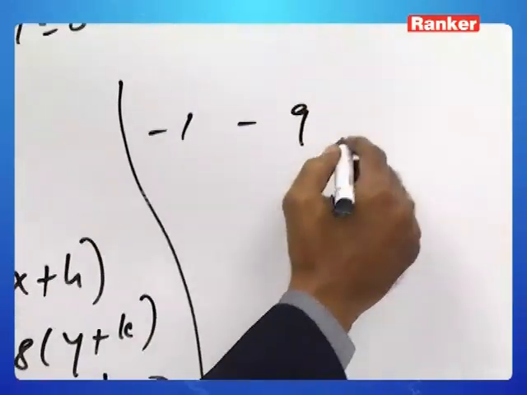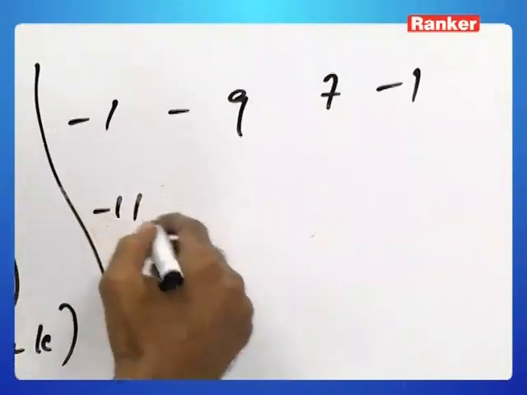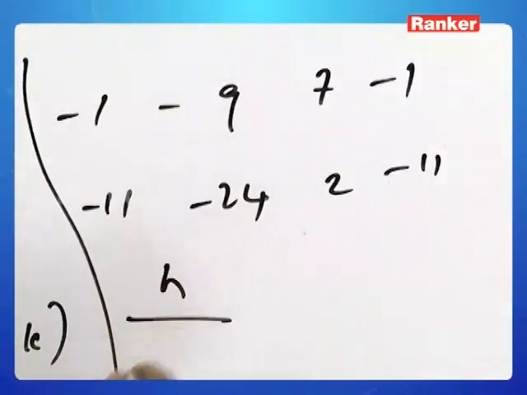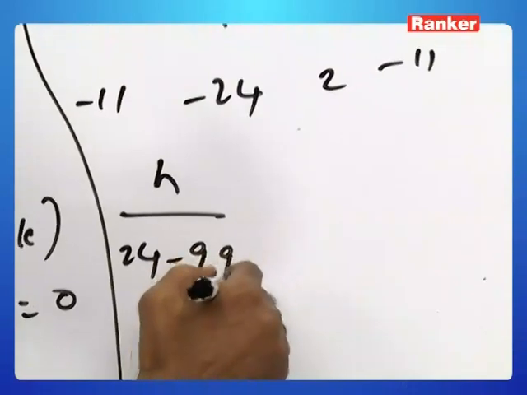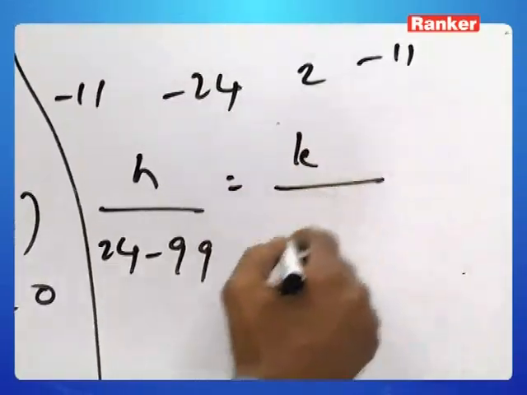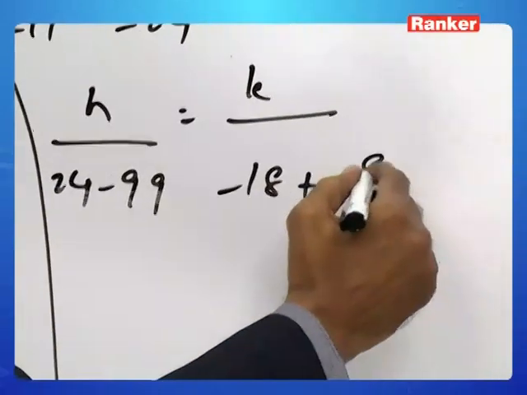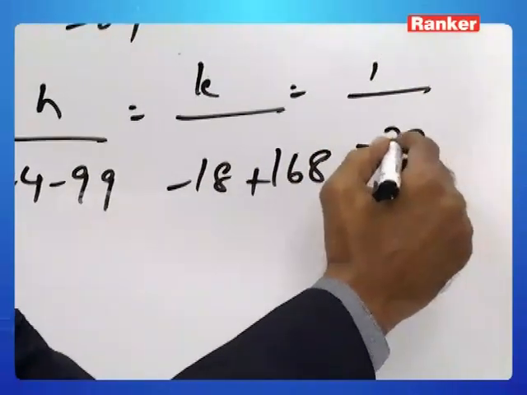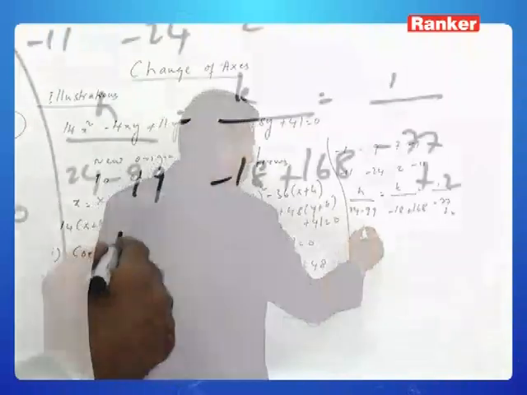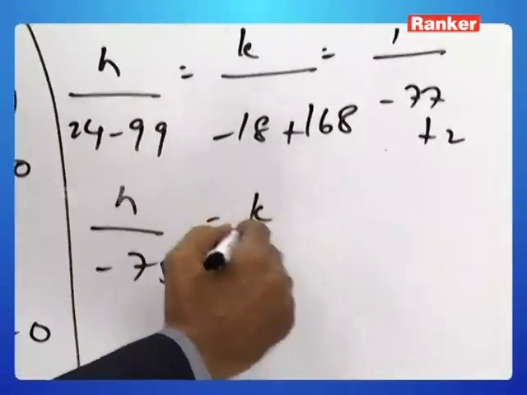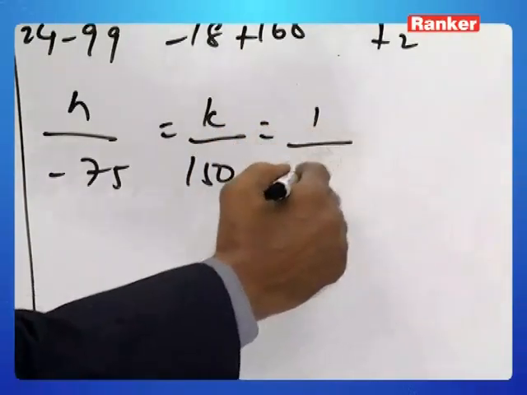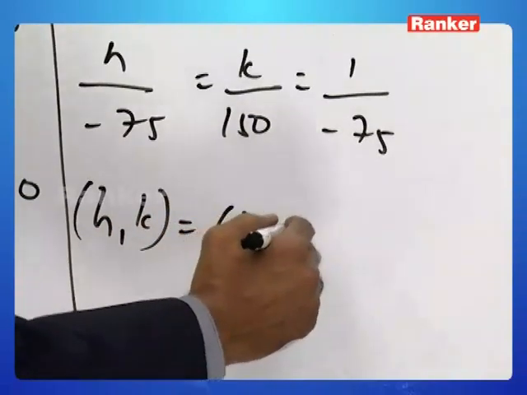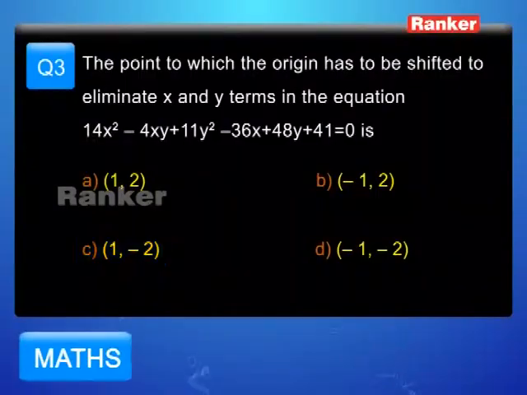Minus 1, minus 9, 7, minus 1, minus 11, minus 24, 2, minus 11. So h by 24 minus 99 is equal to k by minus 18 plus 168 is equal to 1 by minus 77 plus 2. So h by minus 75 is equal to k by 150 is equal to 1 by minus 75. So h, k is equal to 1 comma minus 2. Option C is the correct answer.